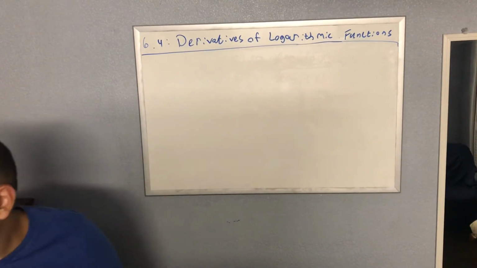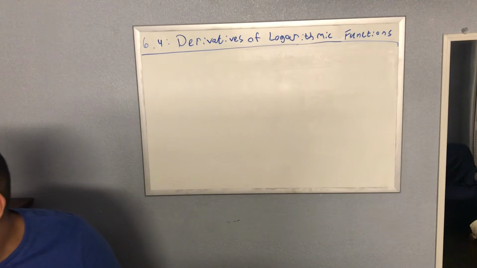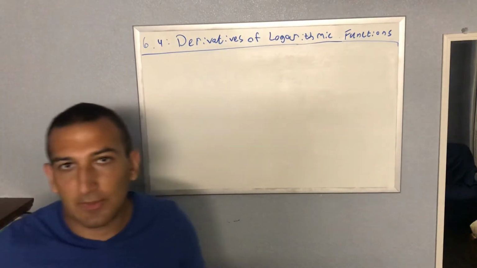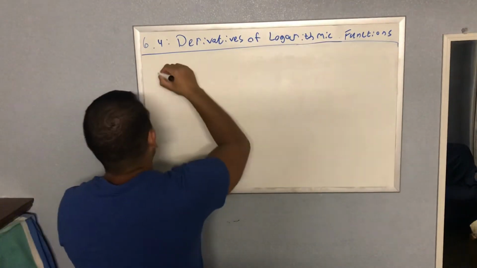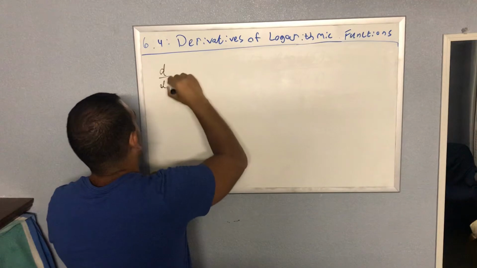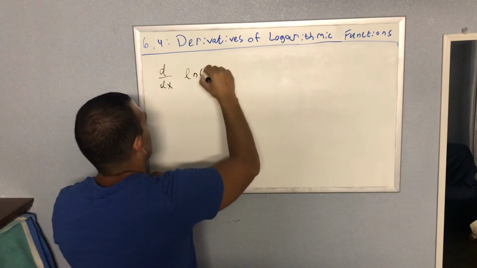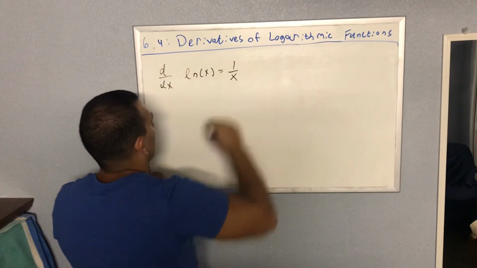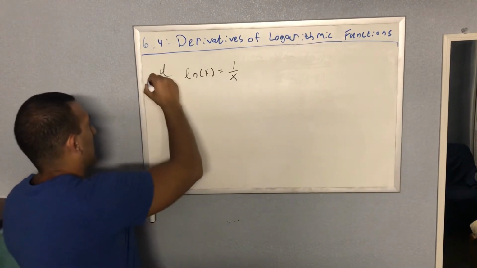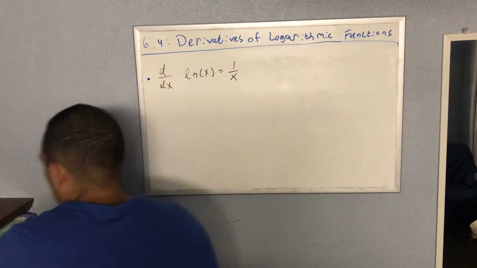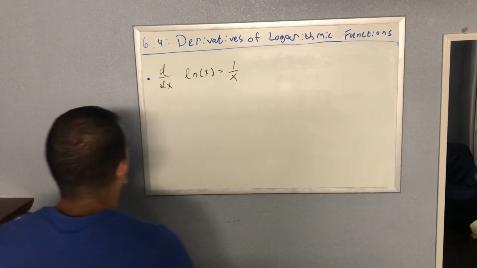So we might as well go through the proof of this just so you can see where it comes from. Right off the bat, the derivative of ln of x is 1 over x. So this is really nice. Okay, and how do we get this? How do we do this proof?